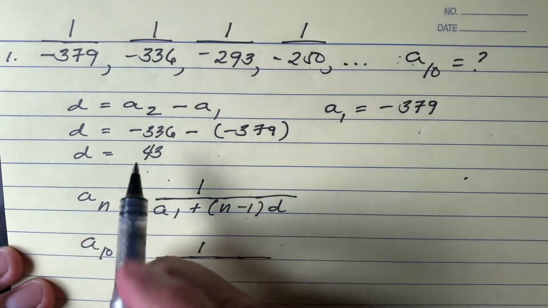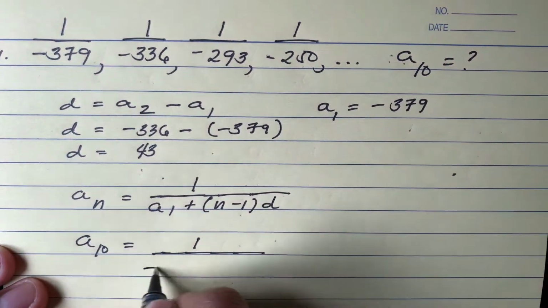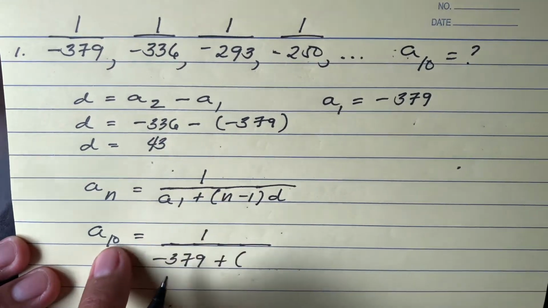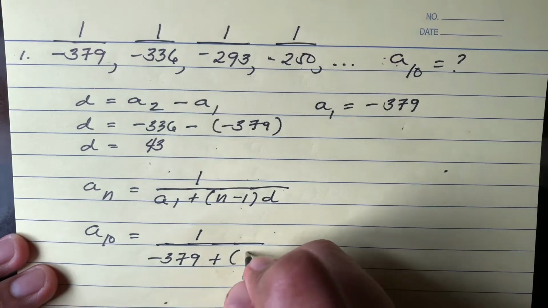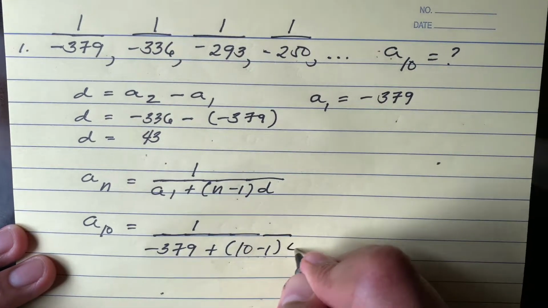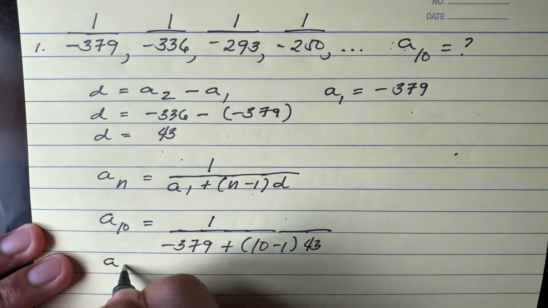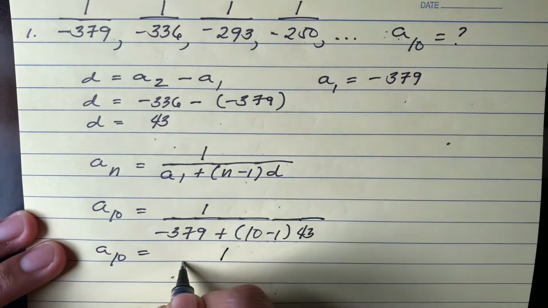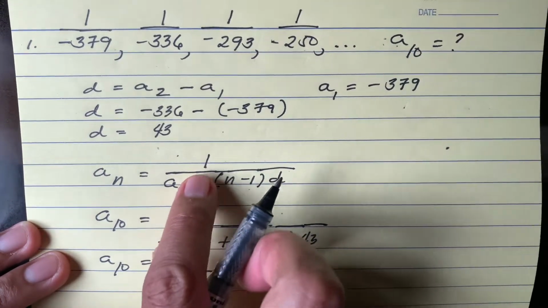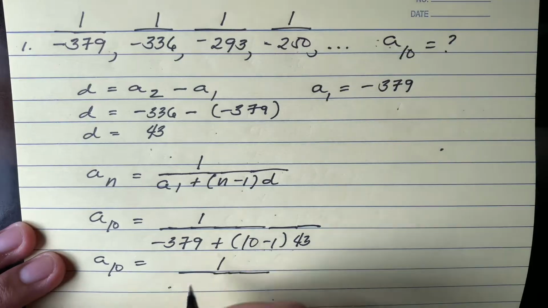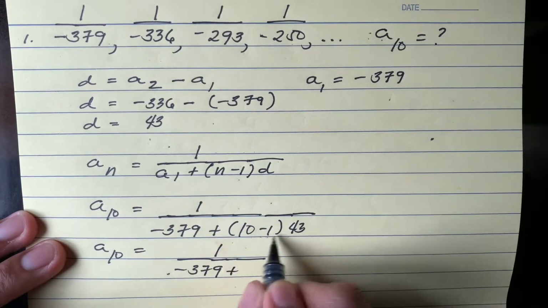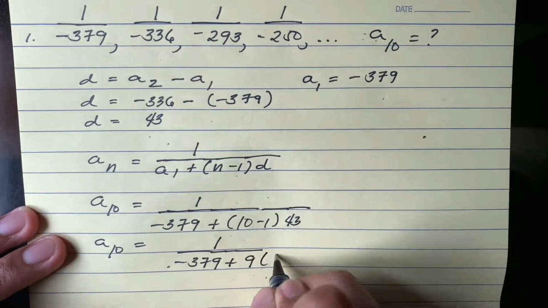So we have a sub 10 is equal to 1 all over a sub 1, which is negative 379, plus n minus 1. Our n is 10 because we are looking for the 10th term. So 10 minus 1 times d, which is equal to 43. Then let us simplify. You are just going to copy your 1 because that is prescribed in the formula. You cannot change that. It is fixed. It is constant. So we have negative 379 plus 9 multiplied by 43.